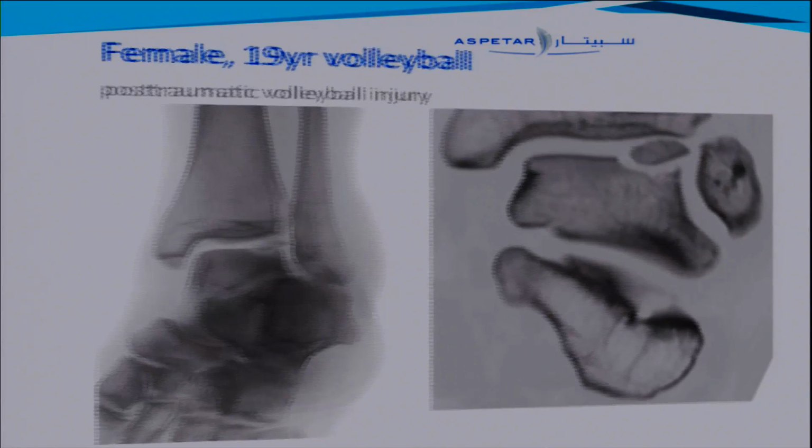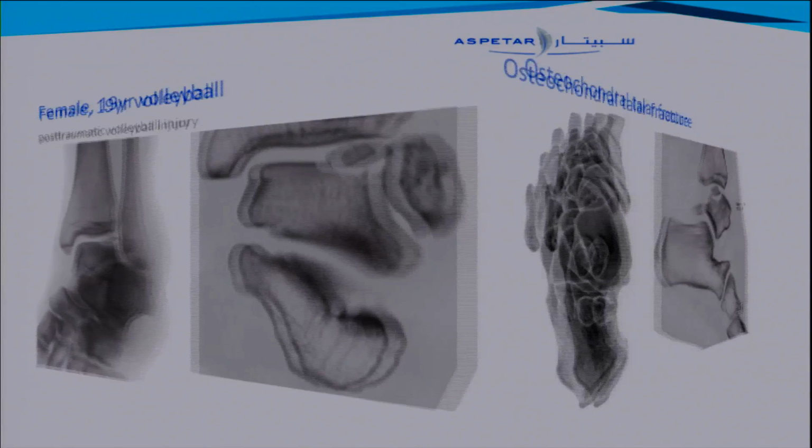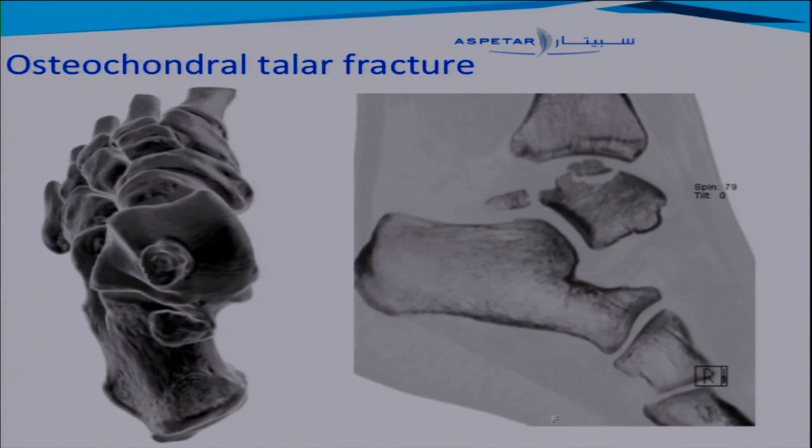This is a case of a 19-year-old volleyball lady with a post-traumatic injury of the ankle. You see here the acute lateral lesion in the tibio-talar joint, and mainly it's on the anterior part, but particularly here, it was more posteriorly located. This is A, this is P, and this is lateral and medial. So you can see here it's somewhere more towards the posterior side.